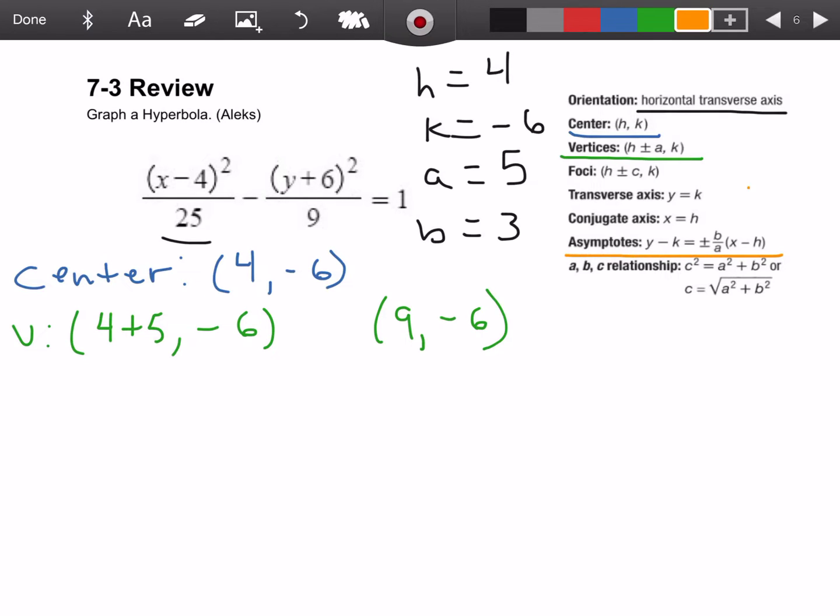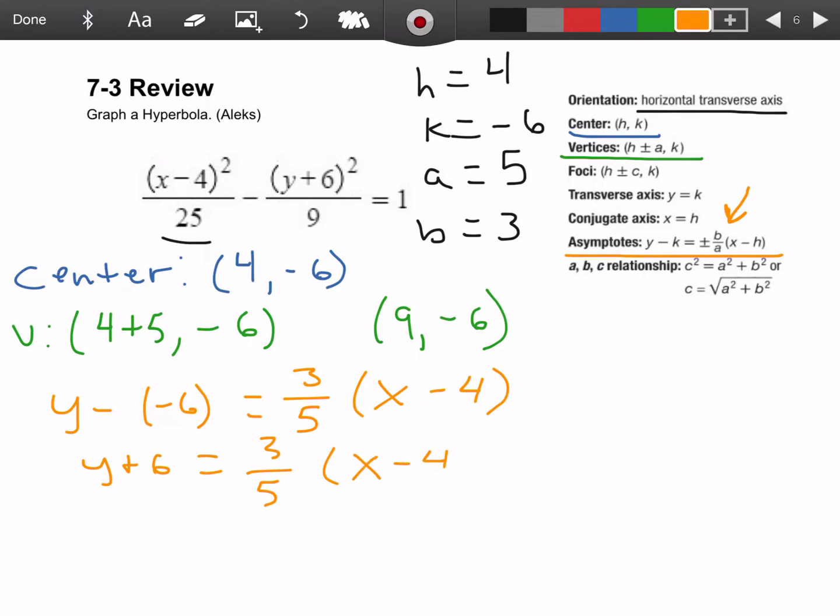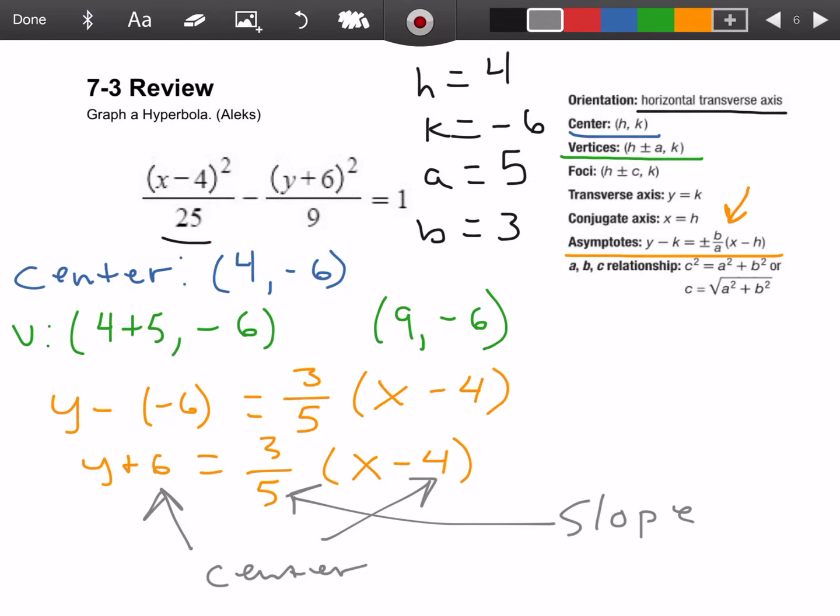And then our asymptote. Just be careful here because this time it's going to be b over a instead of a over b. That's the most important part. So here we have y minus k, which is -6, equals, we're going to do b over a, so this would be 3/5, times (x minus 4). Once again, you could clean it up if you wanted to, but really the whole point is that it is in point-slope form, and we do it that way just because it tells us our center. And then we have our slope of 3/5.